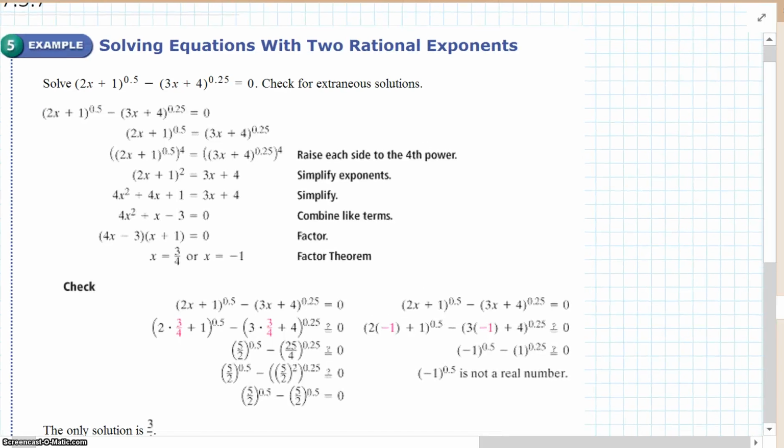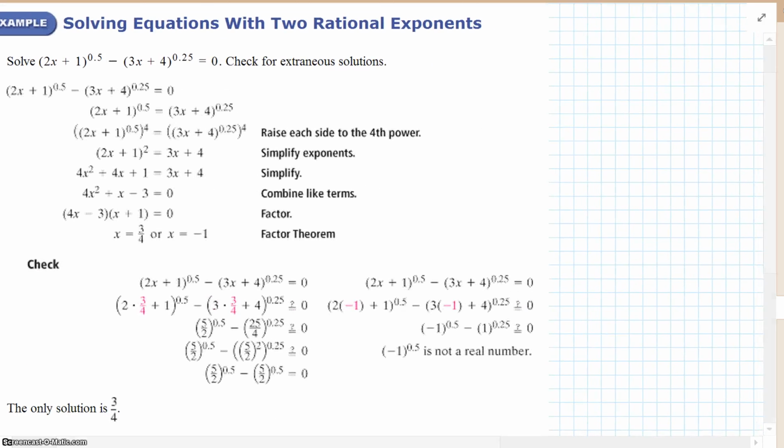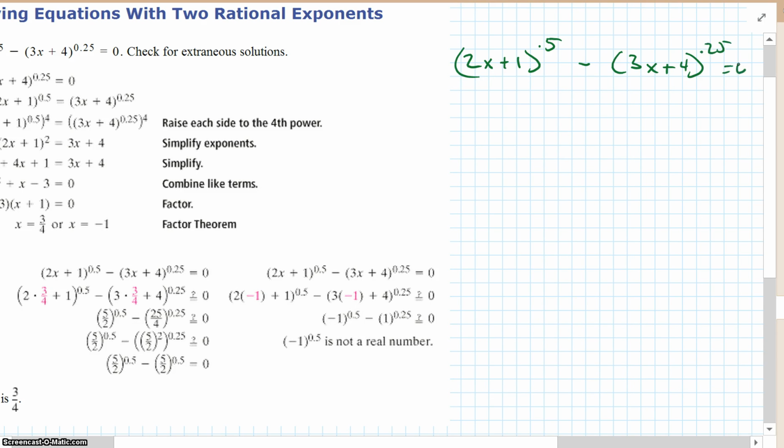So next example, solving equations with two rational exponents. So we're going to solve (2x plus 1) to the 0.5 power minus (3x plus 4) to the 0.25 power equals 0, and we're going to also check for extraneous solutions. So I'm going to write it over here to the right.